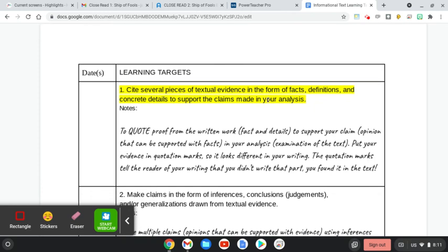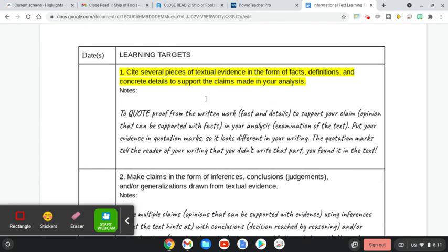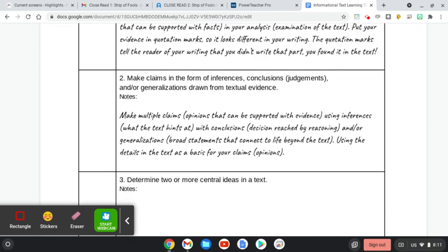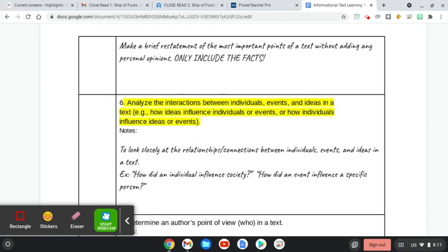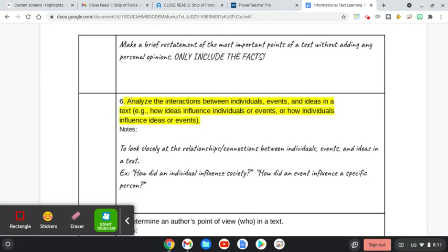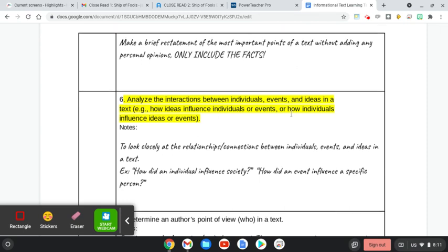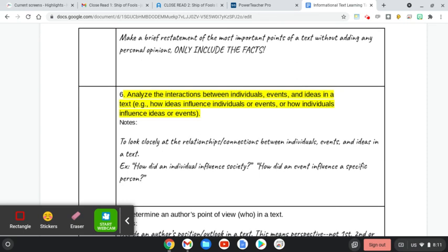Remember, as we look at this phase and we're citing our text evidence, we're looking at learning target number 1: to quote evidence from the passage to support the claim that we're making in regards to how the author shows how the culture influenced the parents' decision. We're also fully focusing on learning target number 6: to analyze the interactions between individuals, events, and ideas in the text. In this case, we're looking at how society influenced the parents. So make sure that you think about that fully as you reread this text a third and final time.